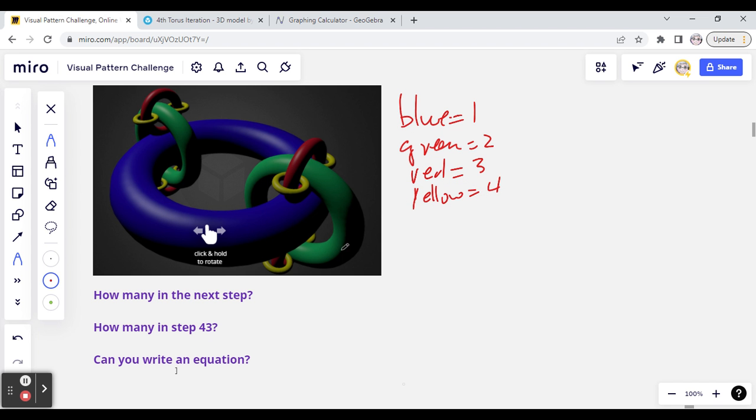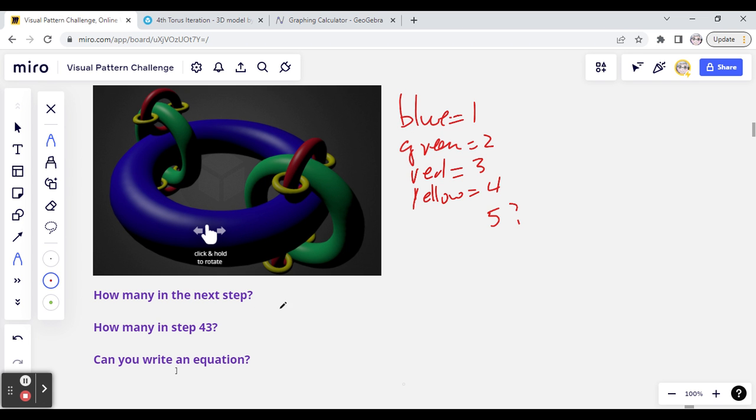So your challenge would be to predict the total number of rings, so all the rings that will exist in step 5. So how many rings will there be? And if you can do that, how many rings would there be in step 43? So that's the challenge. If you'd like to accept this last challenge, pause the video and see what you can do.